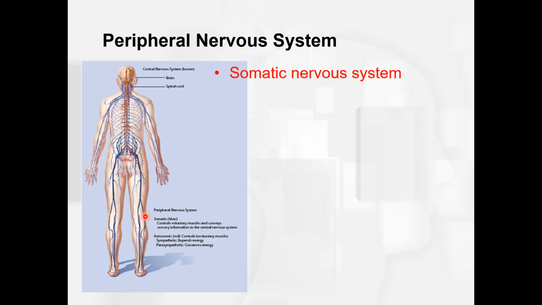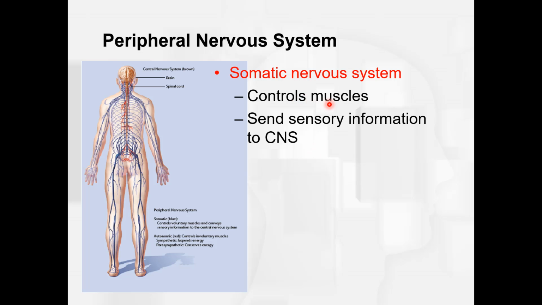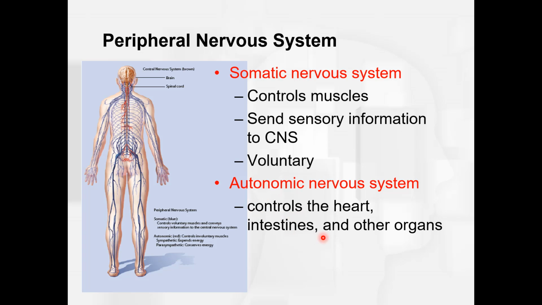So the somatic nervous system controls the muscles and sends sensory information into the CNS. So again, it's more voluntary types of commands. The autonomic nervous system, think of it as more automatic. It controls the heart, the intestines, other organs, and again, it's more automatic or involuntary types of things. And now you've learned the first parts of the divisions of the nervous system: the two main divisions, CNS and the PNS, and the two main divisions of the peripheral nervous system, the somatic and the autonomic.